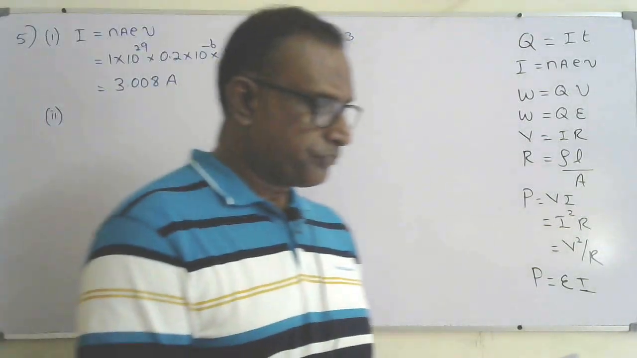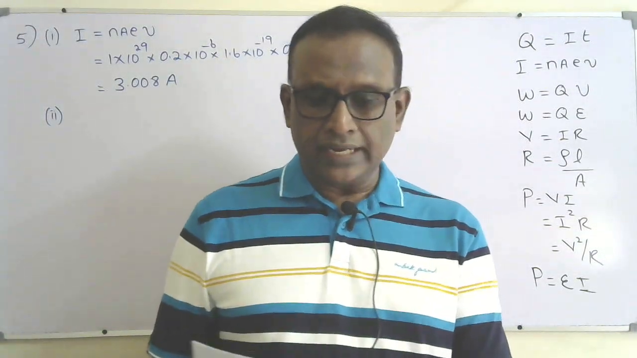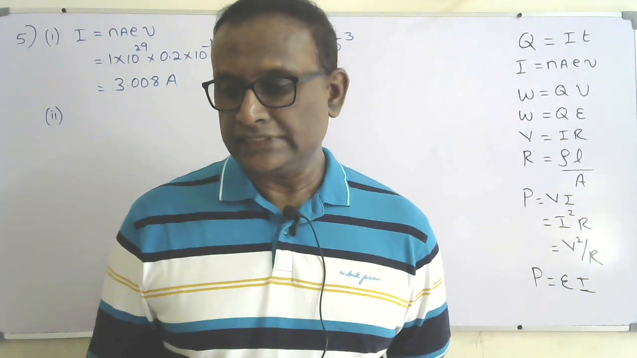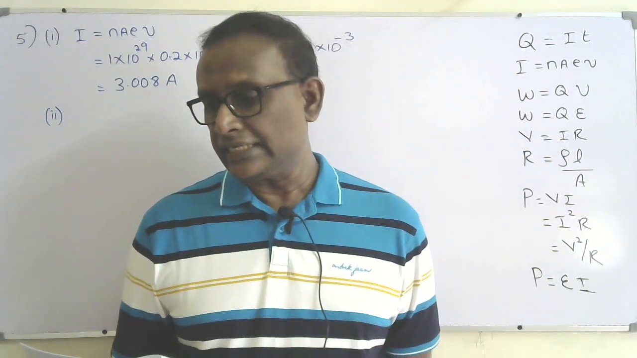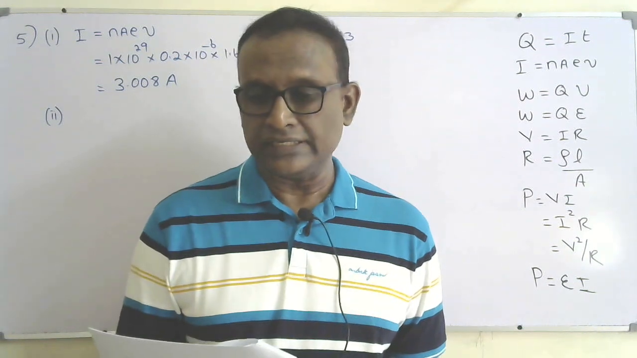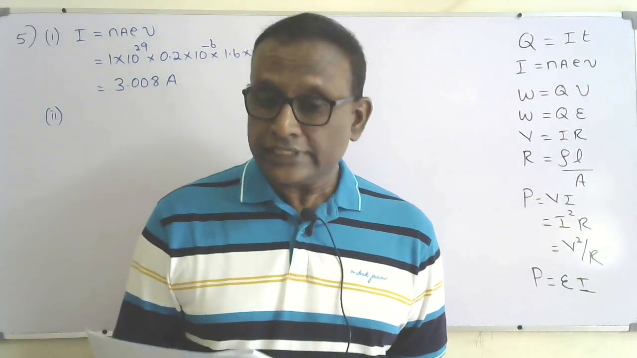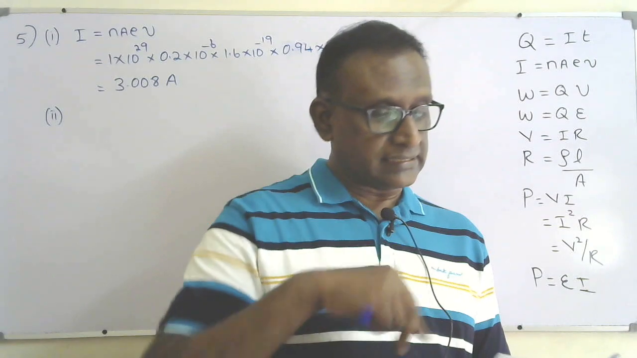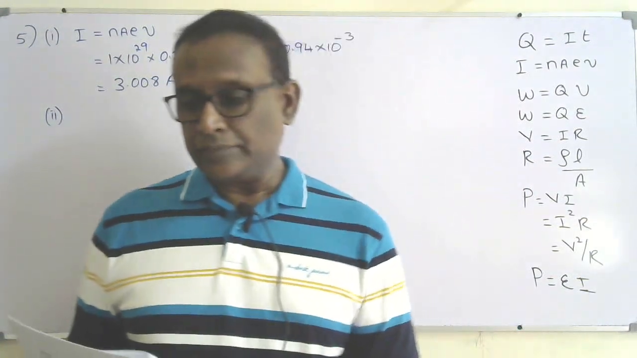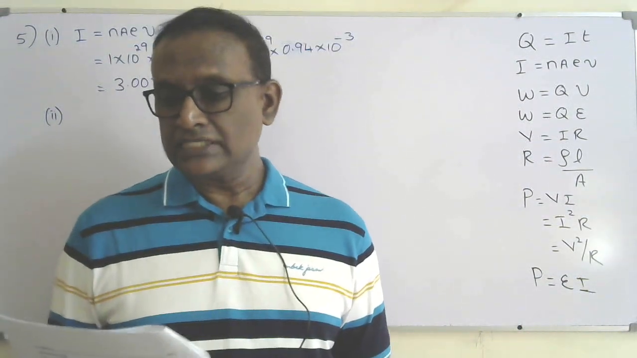Second part: a second wire with the same dimensions is made of a material that has a greater resistivity. Calculate the potential difference across the wire. Okay, that's the third part that I read now. Second part: calculate the potential difference across the wire.